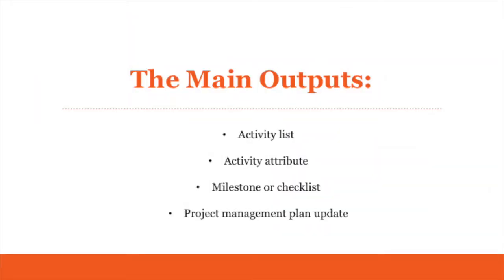After defining activities in project time management, the outputs typically include activity list, activity attributes, milestone list or checklist, and project management plan updates. These outputs help guide the project to its end goal, and without defining activities, the project will lack direction and would ultimately result in a failure.